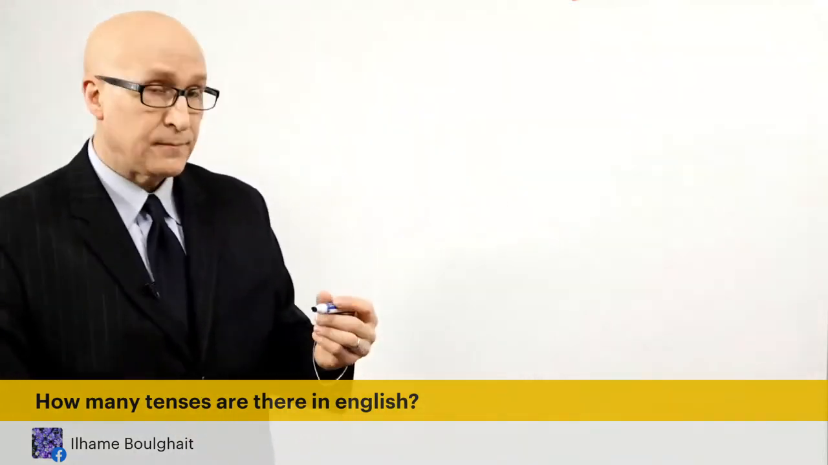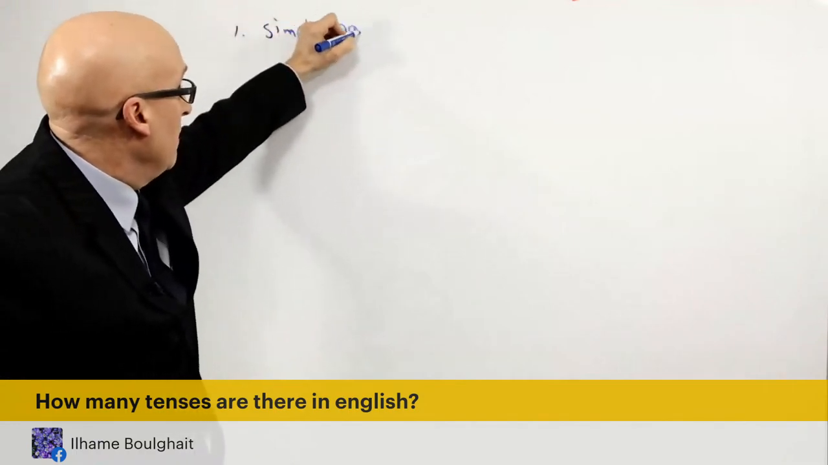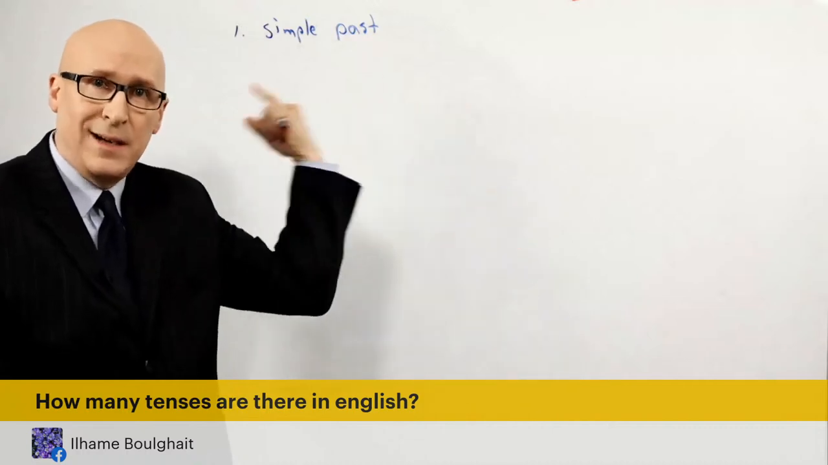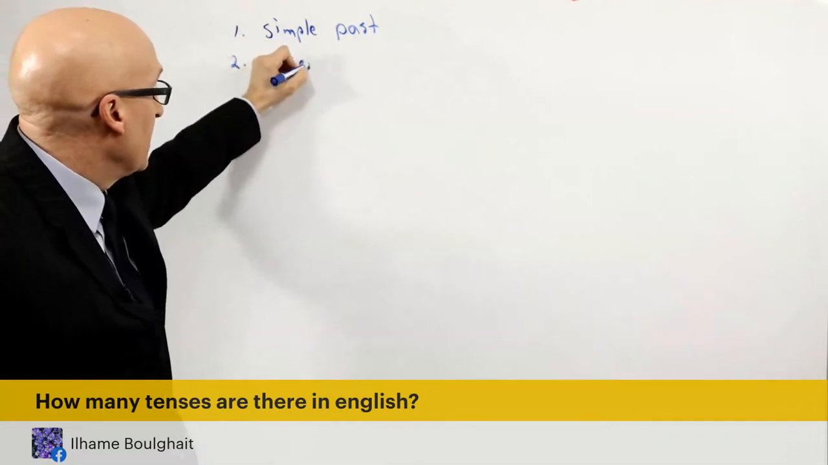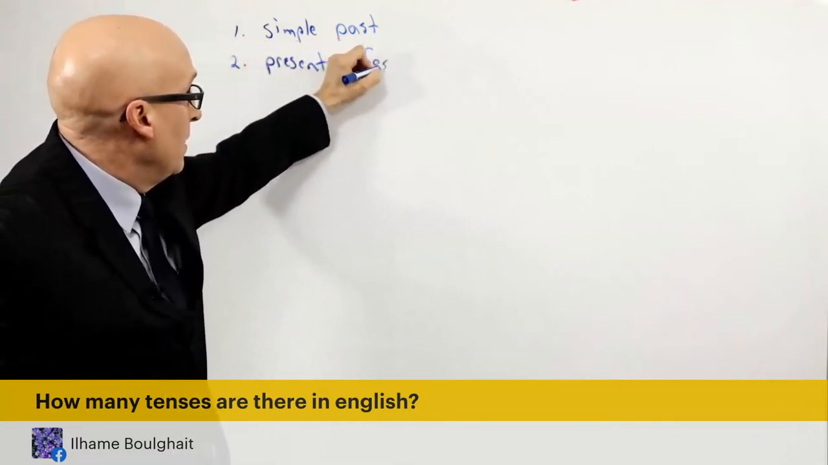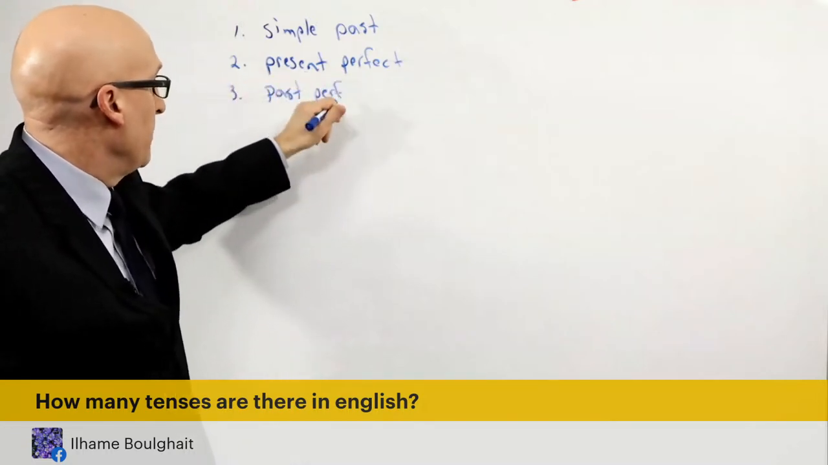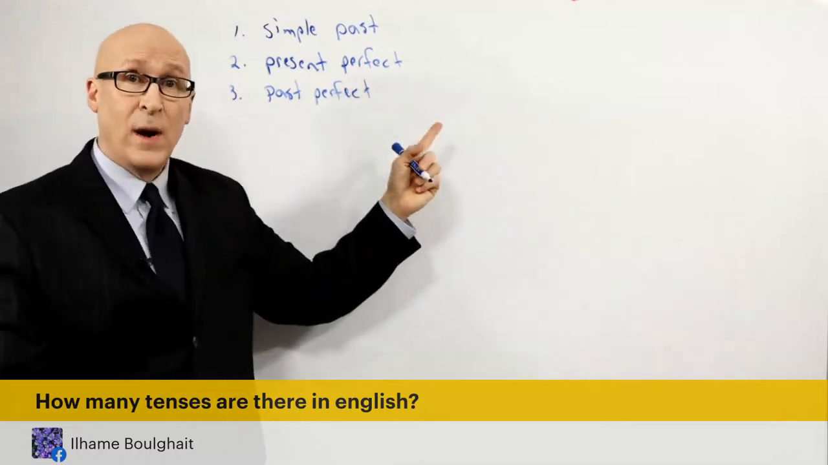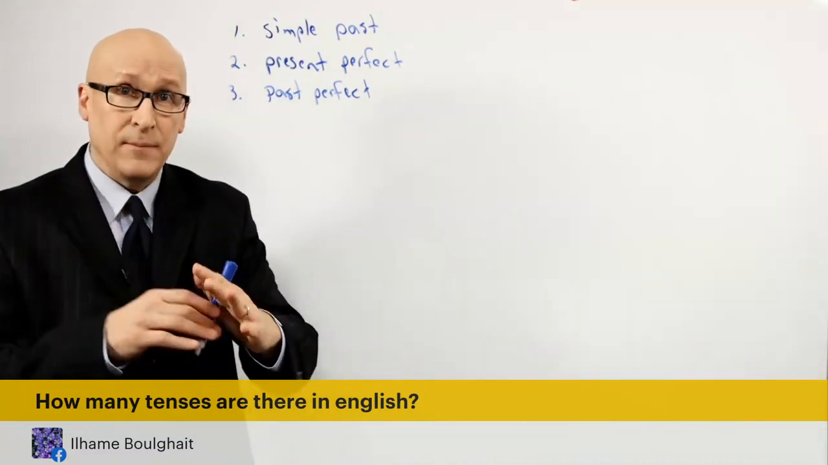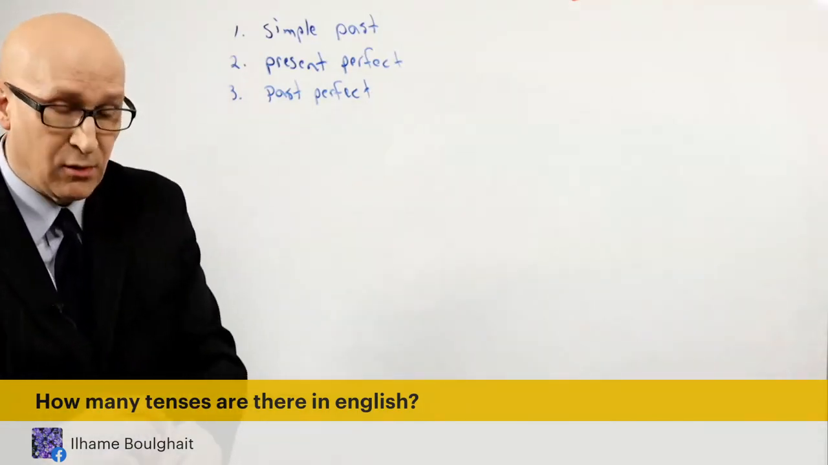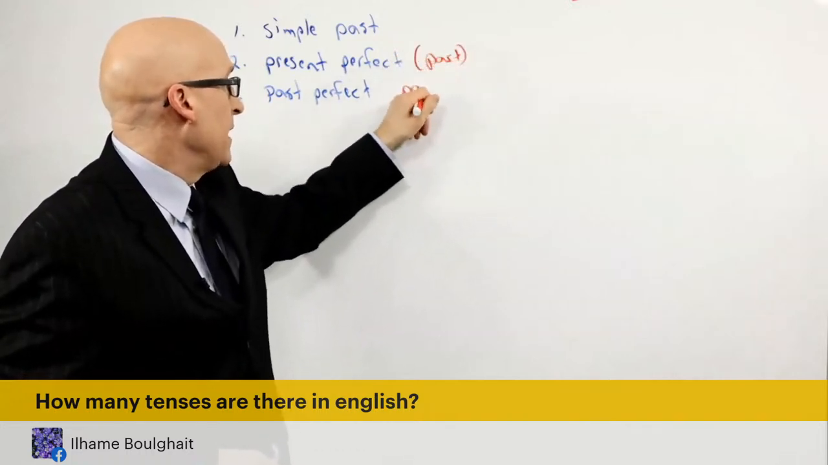We can think of simple past, right? I ate pizza yesterday. It happened. We can think about present perfect. We can think about past perfect. The perfects are a way of combining the past and the present together, right? The word perfect in English grammar really means past. That's the meaning of it.